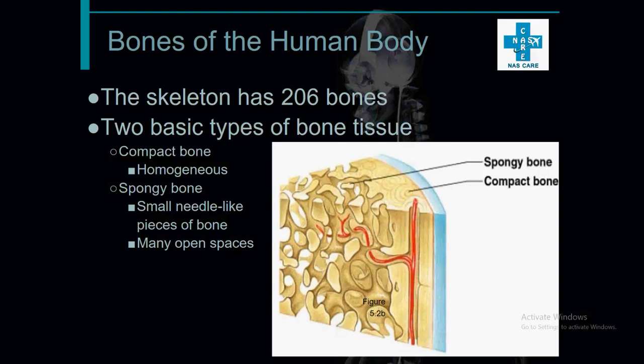Compact bone is homogeneous, and spongy bone has small needle-like pieces of bone and many open spaces. As we see in this picture, we have the spongy bone and the compact bone. On this side, the compact bone is harder than the spongy bone, and we have spaces within the spongy bone. You can see it in this picture.